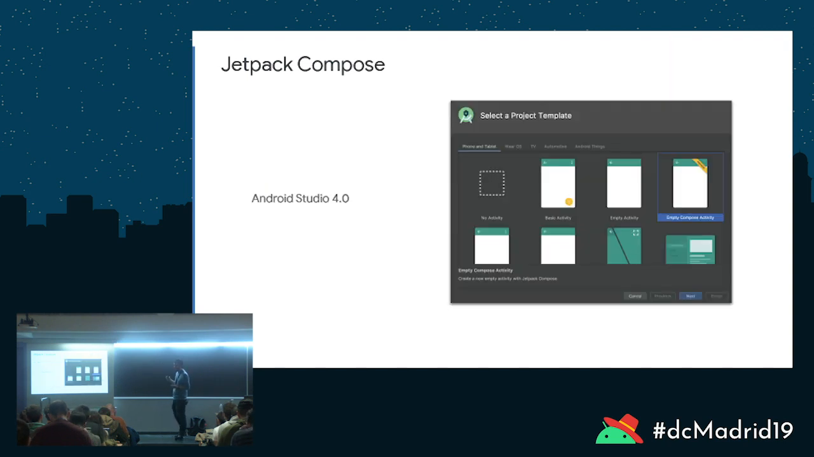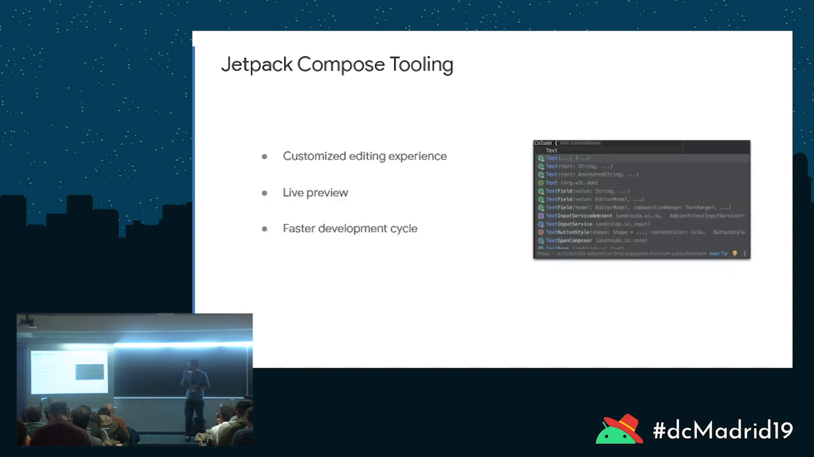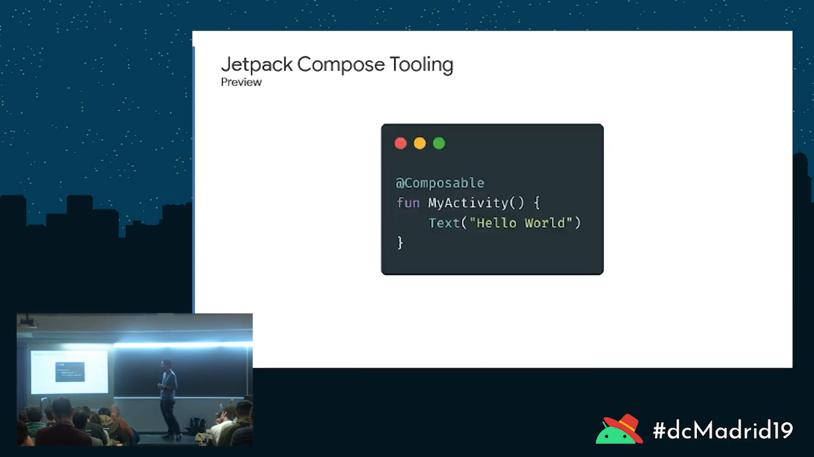If you want to get a project, we provide a template in 4.0. This is a very quick way to get you started. You click Empty Compose Activity, next. Done, you have a new project. And as I said, in terms of tooling, we have a different editing experience. We have the live preview. Hopefully with the live preview and hot reload, what we want to do is to have a faster development cycle, so you can do your UIs in a faster way, test them, and actually get to it faster.